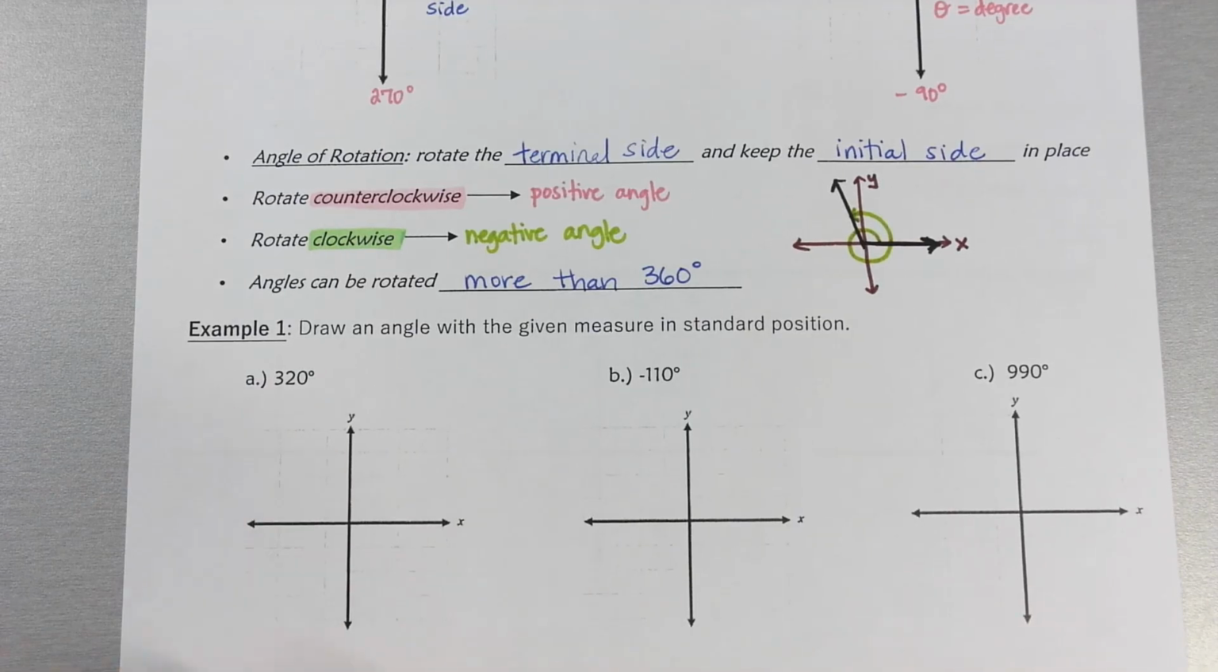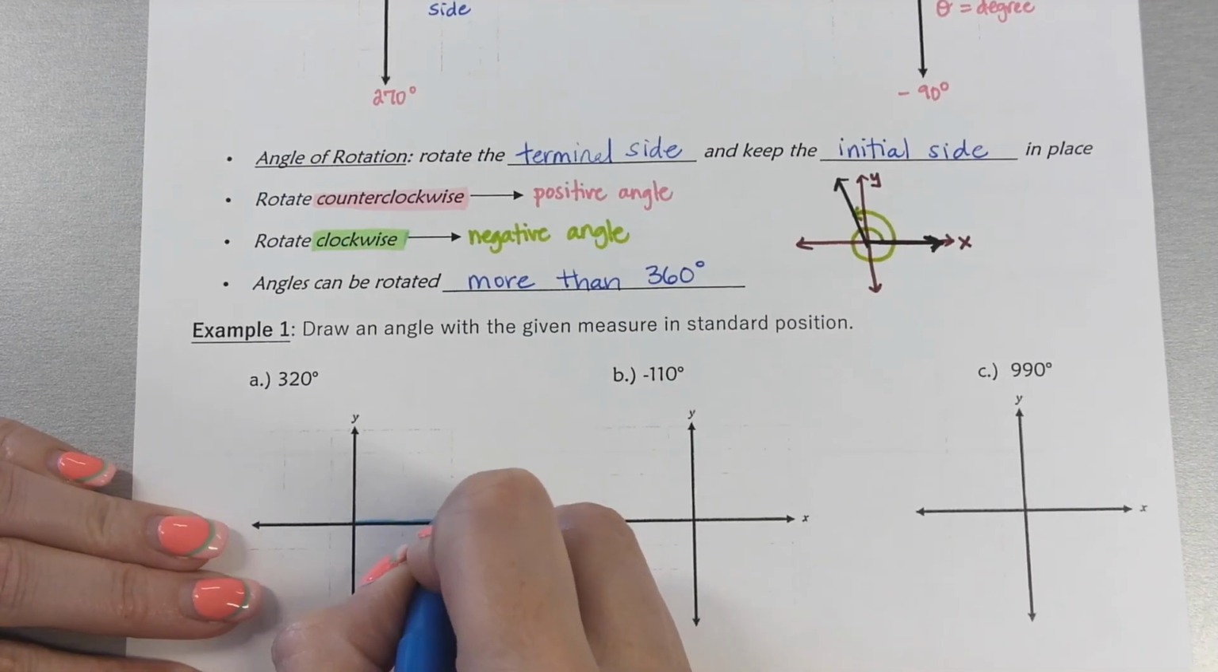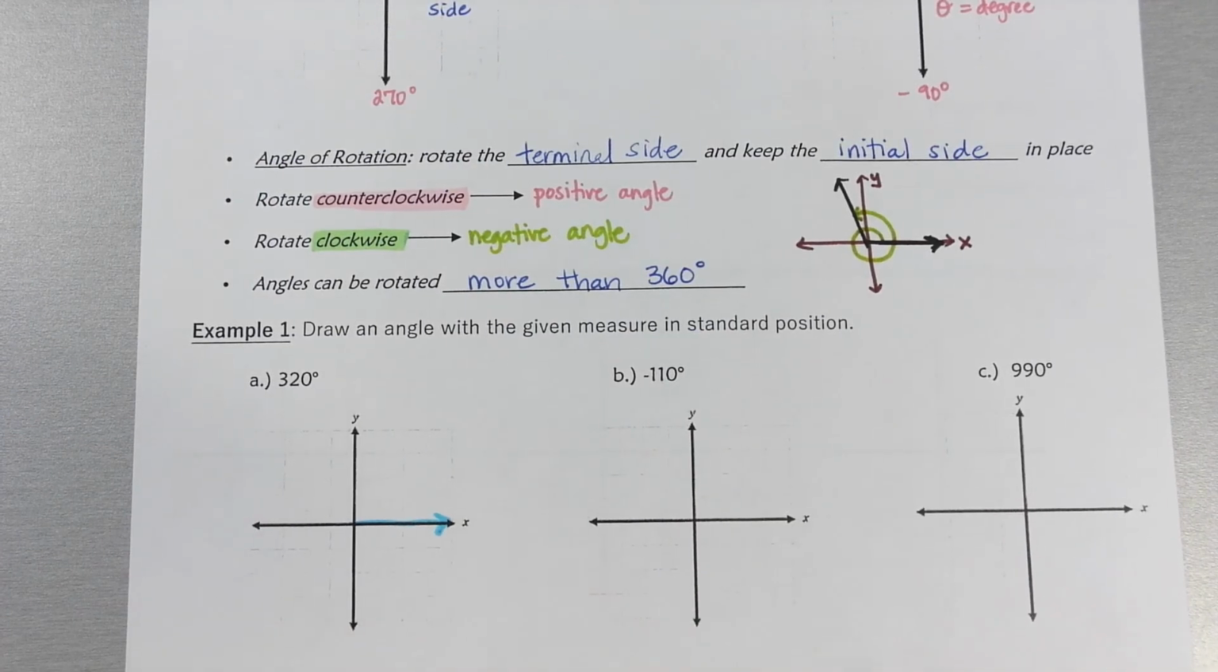Okay, so for part A, I'm going to have you guys try this, and then we're going to start with that initial side. Okay, I'm going to bring around protractors. Now, these do not have to be exact, but it does need to be a reasonable estimate.